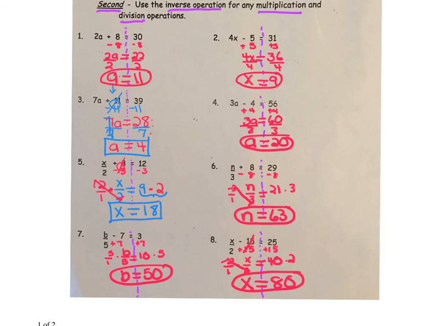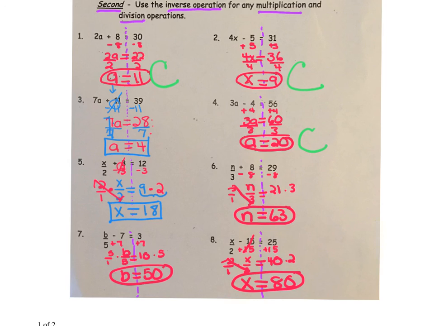Now that you're done, let's check your work. Number 1, A equals 11. Give yourself a check or a star if it's correct. Number 2, x equals 9. Number 4, A equals 20.